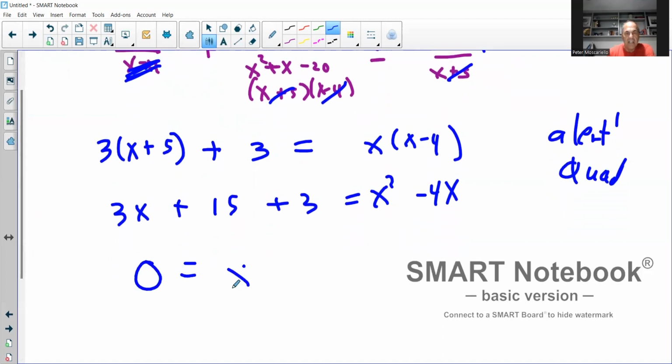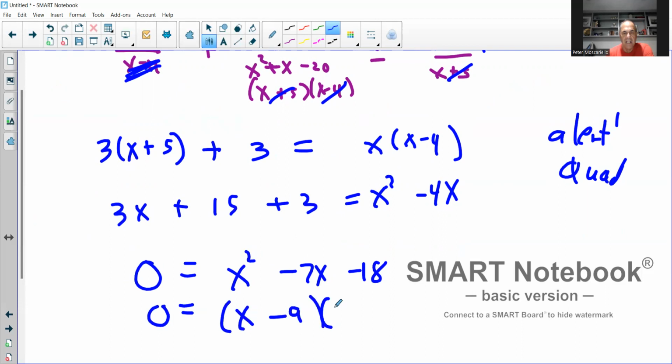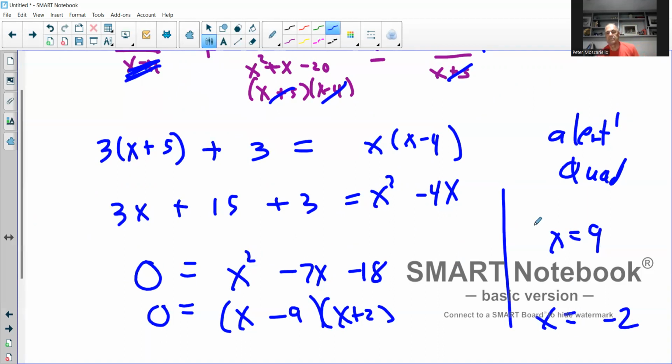Quadratic at 0 on one side, everything on the other side. I think it's going to be this. How did you do that? I subtracted 3x, I subtracted 18, and then we factor this: x minus 9, x plus 2. In the answer column, you write x equals 9, x equals negative 2.